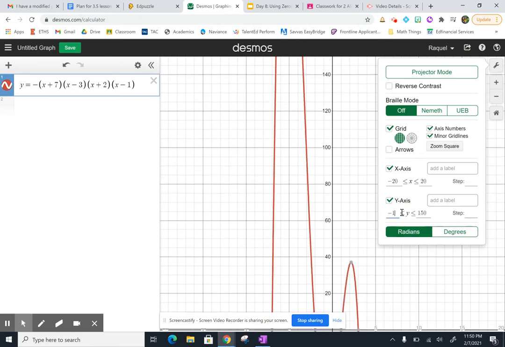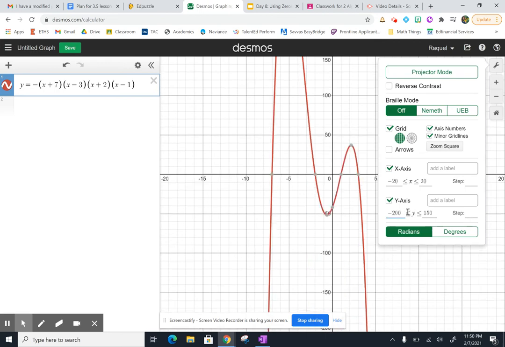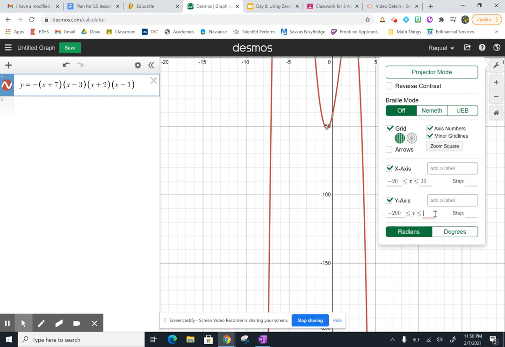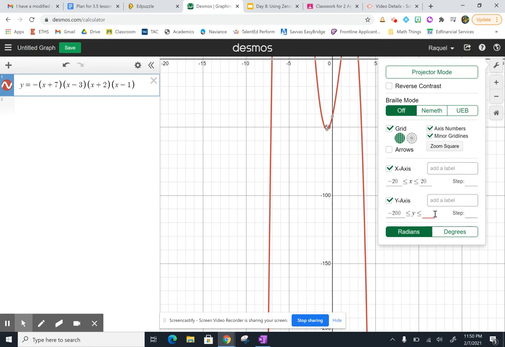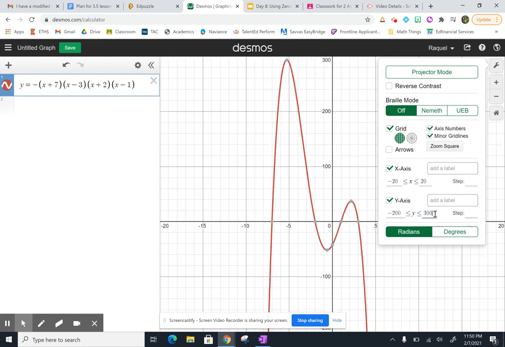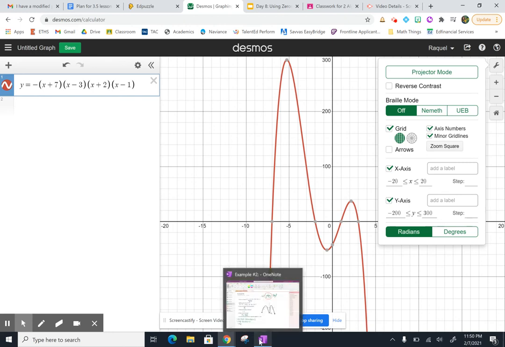So let's make this a little bigger. Let's make this to negative 200, and let's make this to positive 250 because it looks like it goes higher up on the left side there. Okay, still don't see the whole graph. Okay, here we go. Alrighty, so this is what your graph should look like. Mine does not look like that. So we're going to make some edits just really quick.